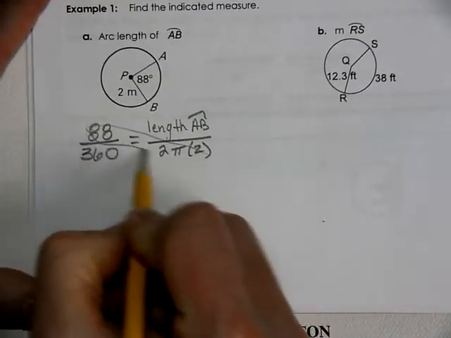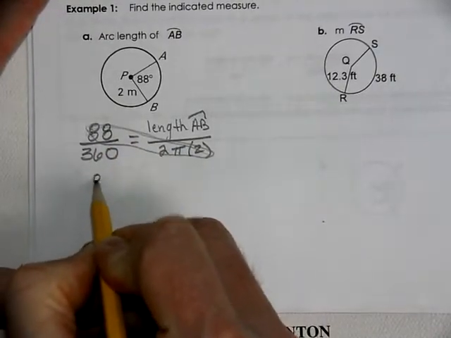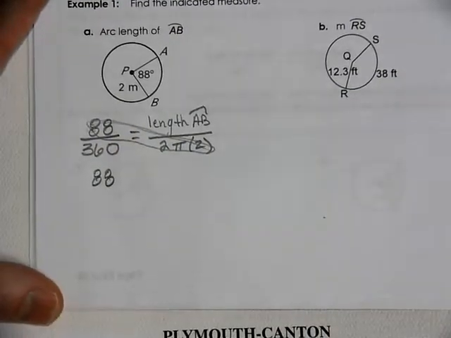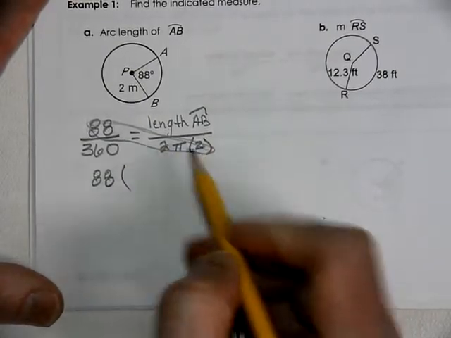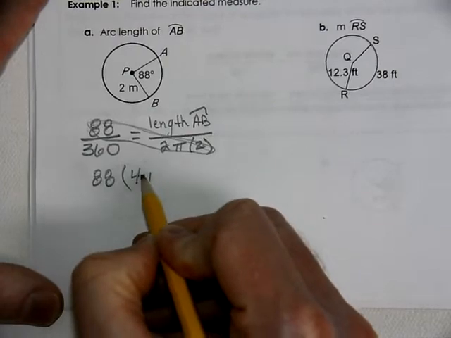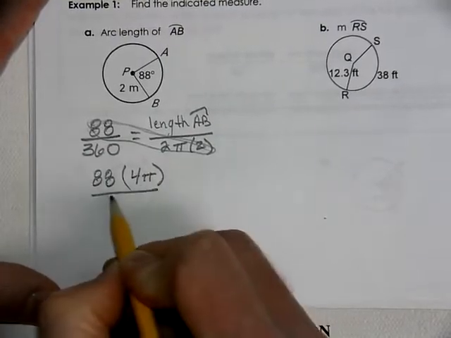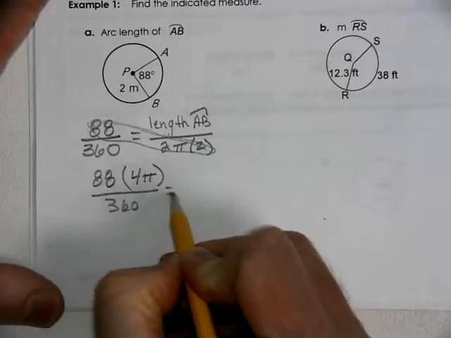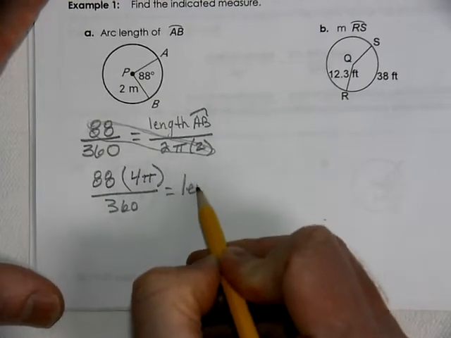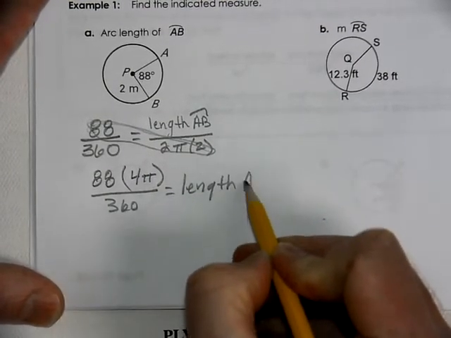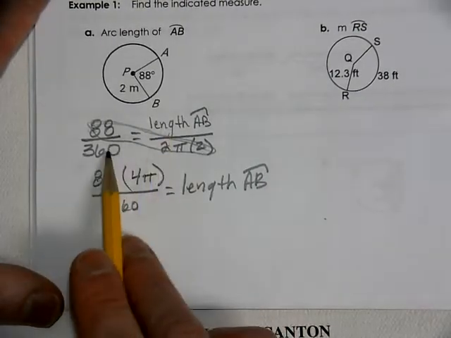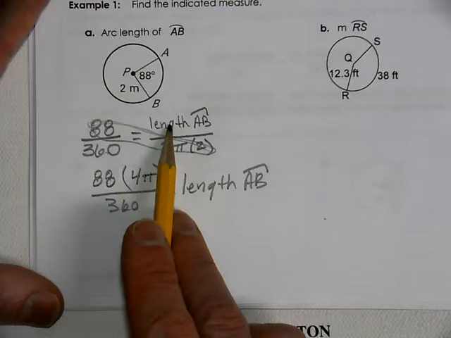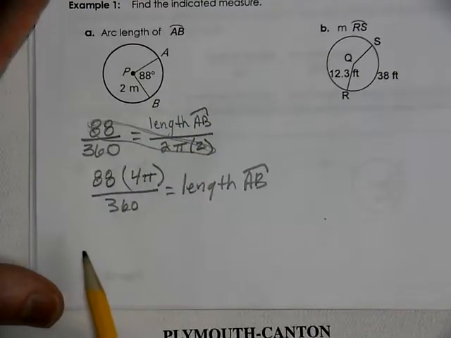So when we cross multiply this, we'll do two steps in one here. We'll say that that's 88 times 2 times 2 is 4, so that's 4 pi. That is still divided by 360. I could have brought that part up. I could have brought the 360 up through cross multiplying, then divided it again. Or I can just leave it down there the whole time.